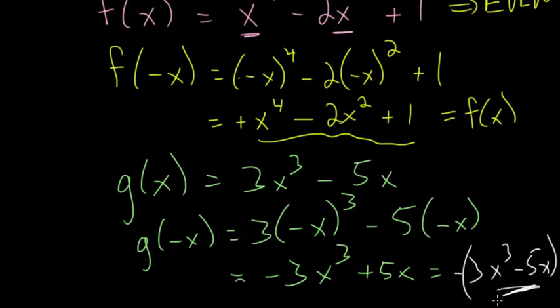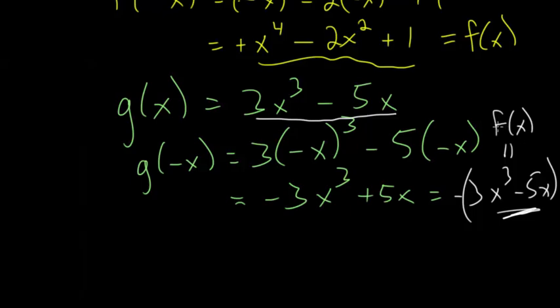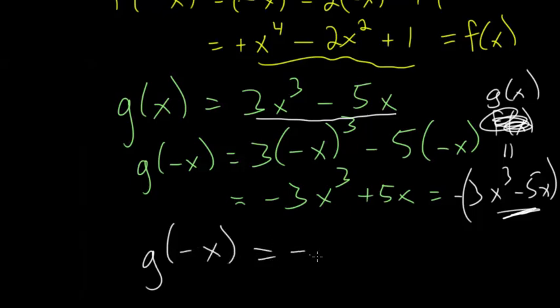And this right here on the inside, this was our original function. So this is equal to g of x. And when we originally put in the opposite of x into our function g, we ended up getting back the opposite of g of x. So when we put in the opposite of x, we got minus g of x, and that is the key feature of odd functions.